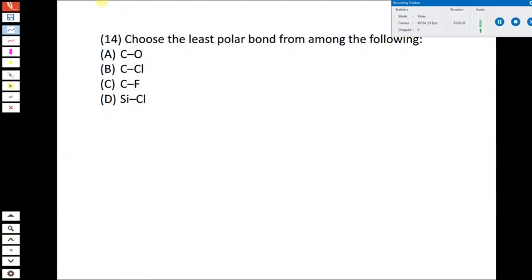All right, for keeping track of our progress, we're now into chapter 3 topics, which is dealing with bonding and formation of compounds. And for this, we want to determine the least polar bond among the following.